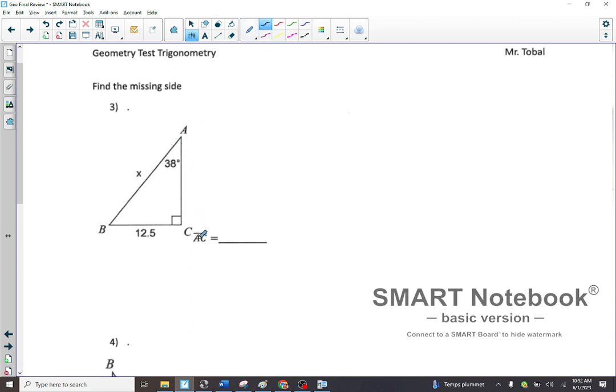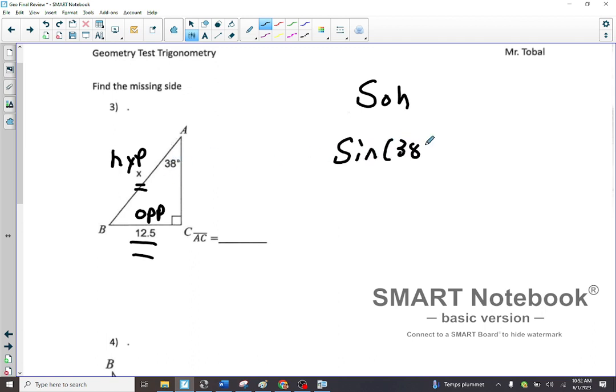All right, next one. I want to find what AC is. So in order to find AC, what I'm going to do is I have this side and this side. So it looks like compared to 38 degrees, I have an opposite side and I have a hypotenuse. So I'm kind of like reverse engineering it. Which one uses opposite or hypotenuse? Sine. So I need sine of the angle, in this case, 38 degrees, equals opposite, which is 12.5, over the hypotenuse, which is x.